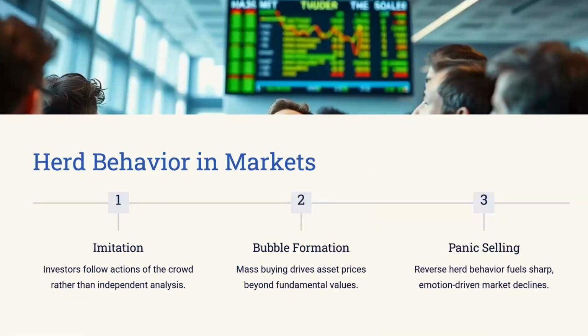The next slide is herd behavior in markets. Herd behavior in markets refers to the tendency of individuals to mimic the actions of a larger group, even if those actions contradict their own private information or rational judgment. This phenomenon is a powerful psychological bias that can lead to significant market trends, including the formation of bubbles and crashes.